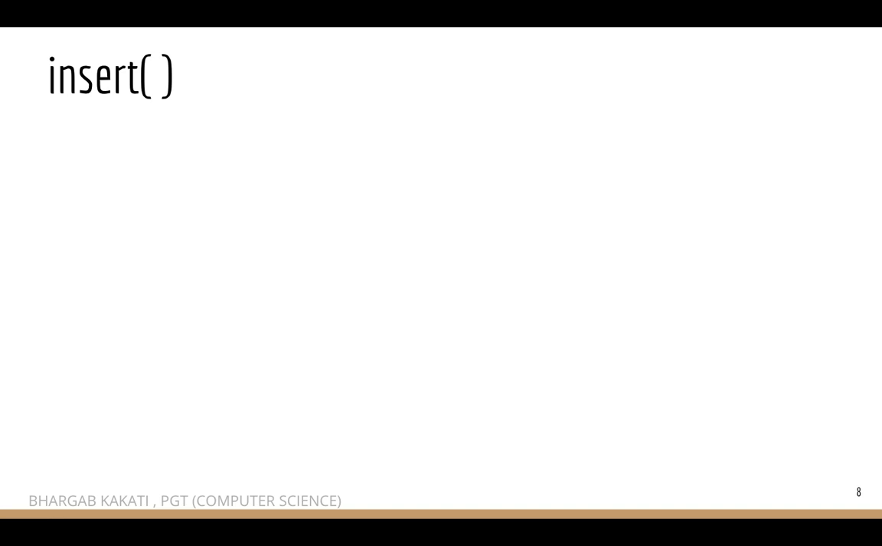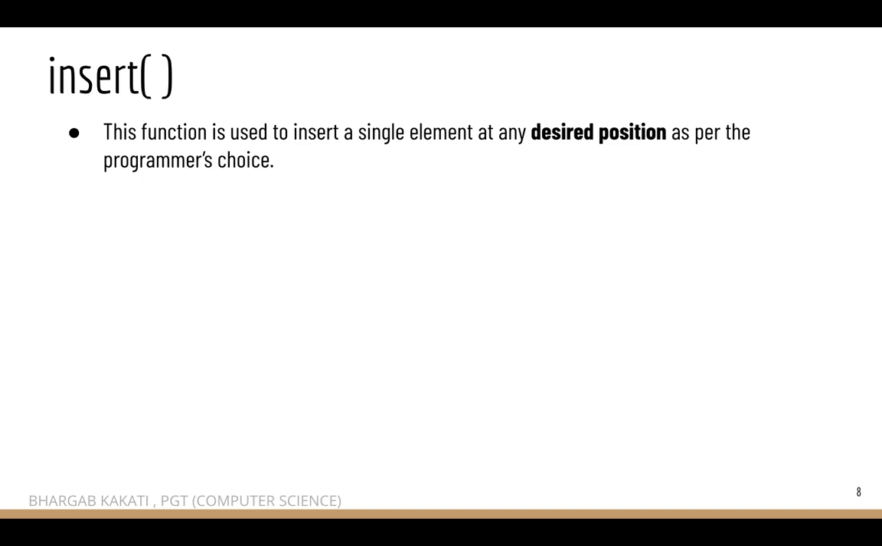Now if I want to add a single element at a time, but at my desired position, then I'll take the help of the insert function. This function is used to insert a single element at any desired position as per the programmer's choice. Using the append or the extend function will add the elements at the end of the list, but what if I want to add an element at the second position or fifth position or any other position for that matter? Then I'll take the help of the insert function.